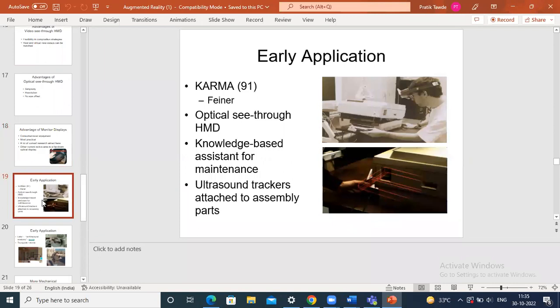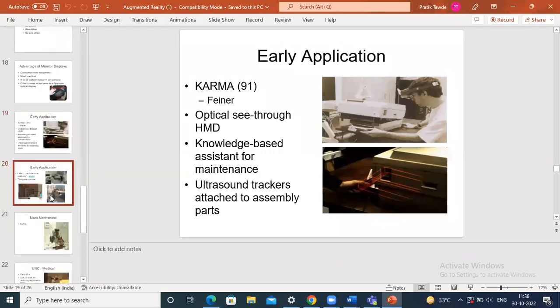Now, let's understand the various early applications which were developed using AR and VR. So, Karma in 91, optical see-through HMD. This is also one of the applications: knowledge-based assistance for maintenance. So, you can give a project for the students, knowledge-based assistance for maintenance using AR and VR technology. It can be implemented. Ultrasound trackers attached to assembly parts. So this is also one of the important capstone projects or micro projects which can be given to the students. So these are the early applications.